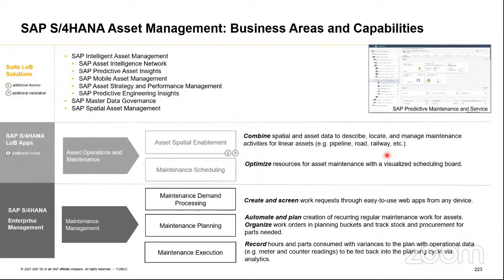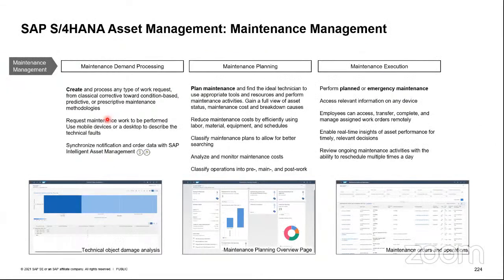Okay, I have a few minutes only, so I'll quickly cover plant maintenance. So you have core maintenance, you have some additional functions for spatial enablement, scheduling functions with MRS, resource scheduling, etc., which require additional licensing. And then you have the intelligent asset management solution for predictive maintenance, and mobile asset management, extra ASPM, all of these are cloud solutions. Then MDG, spatial asset management solutions are also there.